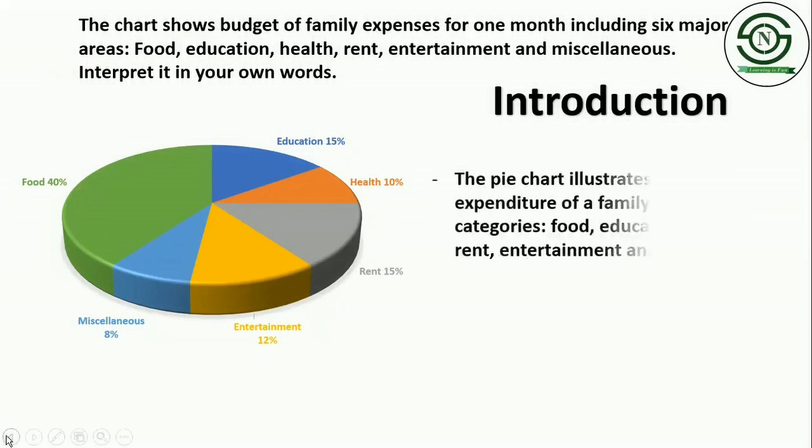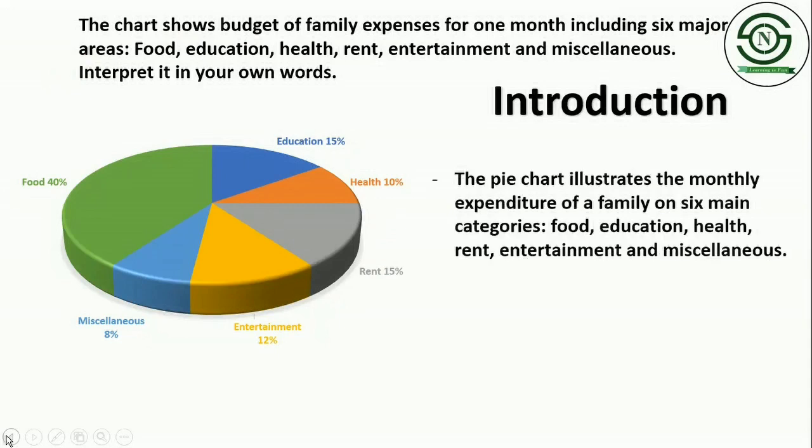Okay, for example, see, the pie chart illustrates the monthly expenditure of a family on 6 main categories. As I had stated earlier, instead of just writing chart, I just clarified it and wrote pie chart. Shows is replaced with illustrates, 1 month with monthly, and family expenses with expenditure of a family or family expenditure. Major is replaced with main, and areas replaced with categories. And you have mentioned the categories. Categories are food, education, health, rent, entertainment, and miscellaneous.